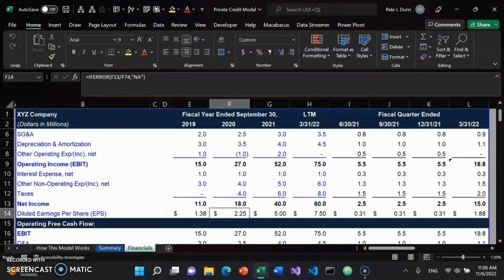And then I have diluted earnings per share, net income divided by shares outstanding, which is in row 74. We'll get to that.